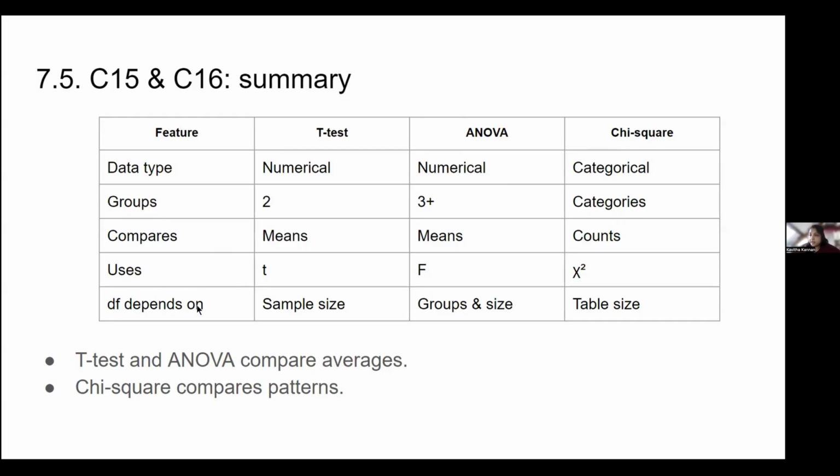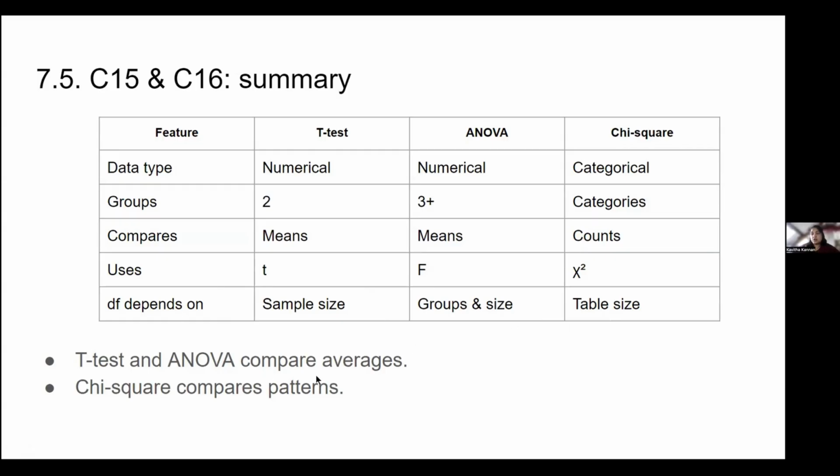The degree of freedom depends upon the sample size in the t-test. It also depends upon the different groups and their size. I think Ajay mentioned it really clearly: the effect size really matters, and the degree of freedom depends upon the size.